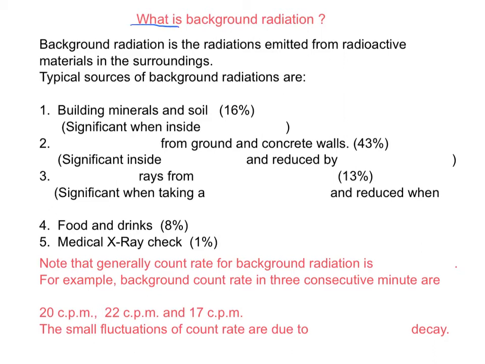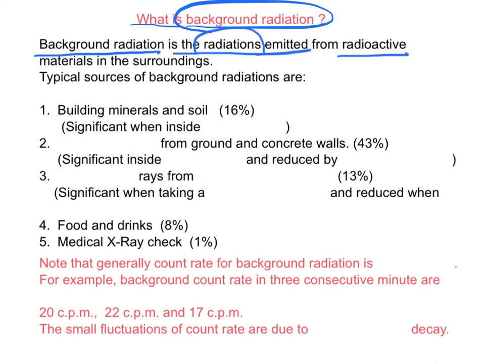What is meant by background radiation? Background radiation 背景輻射 is the radiation emitted from the radioactive materials in the surroundings. The typical sources of background radiation are: first, building materials and soil, about 16%. This kind of background radiation is significant when you are inside the building.